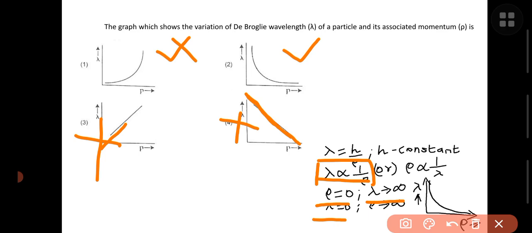Here too we can check the other relationship. When lambda becomes 0, that is, wavelength becomes 0, the momentum should go to infinity. Wavelength is on the y-axis, momentum is on the x-axis. When the wavelength becomes 0, obviously the momentum goes to infinity. So the right answer for this question is option number 2.